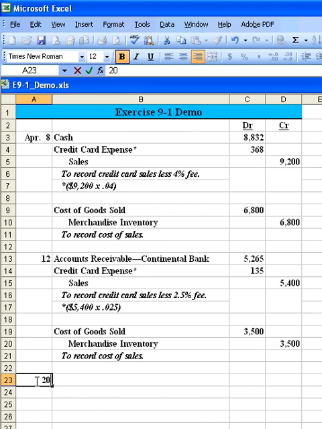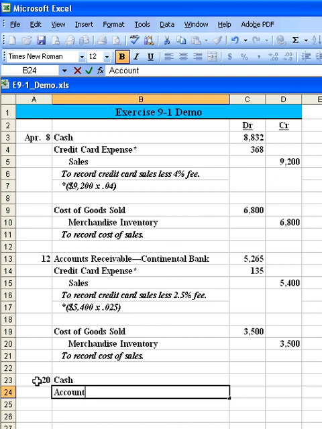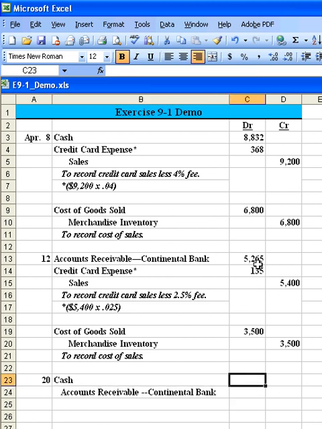Now the last part of this exercise is the receipt of cash, in which case we need to debit cash and credit accounts receivable from Continental Bank. And let's tab that in so it looks right. And the dollar amount is that $5,265. I'm simply going to reference it from above and reference it this way.